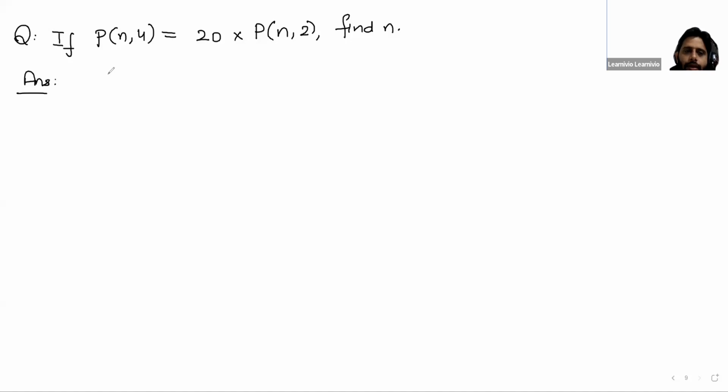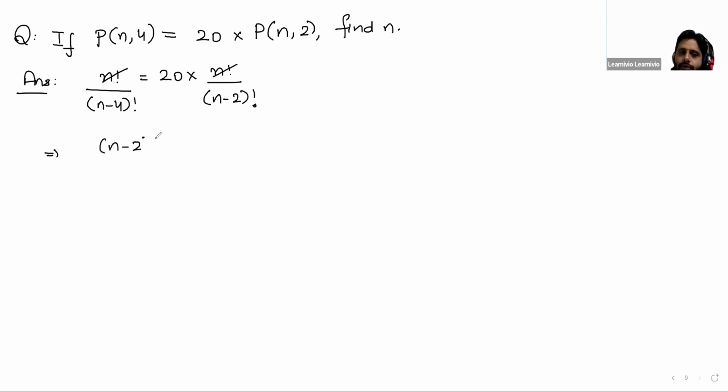Yeah, okay. So we have this. So please expand this. This means n factorial by (n minus 4) factorial. This is equal to 20 into n factorial by (n minus 2) factorial. Now we can cancel these two, this is n factorial. This will be cancelled out. What you can do, you can shift this term to the left side. So you will get (n minus 2) factorial by (n minus 4) factorial, and this is equal to 20.